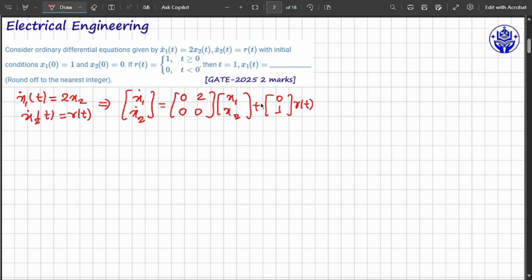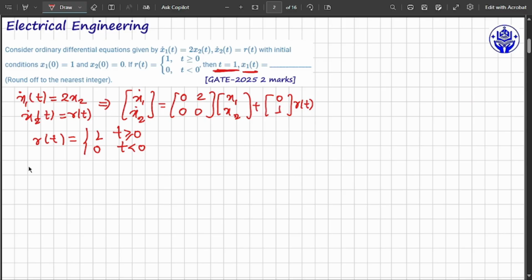Now what is the solution for this differential equation? For this case, we have r. They have given r as 1 for t greater than 0 and 0 for t less than 0. Now we will find it at t equals 1, it means x1 of t. Okay, so what is the solution for this?